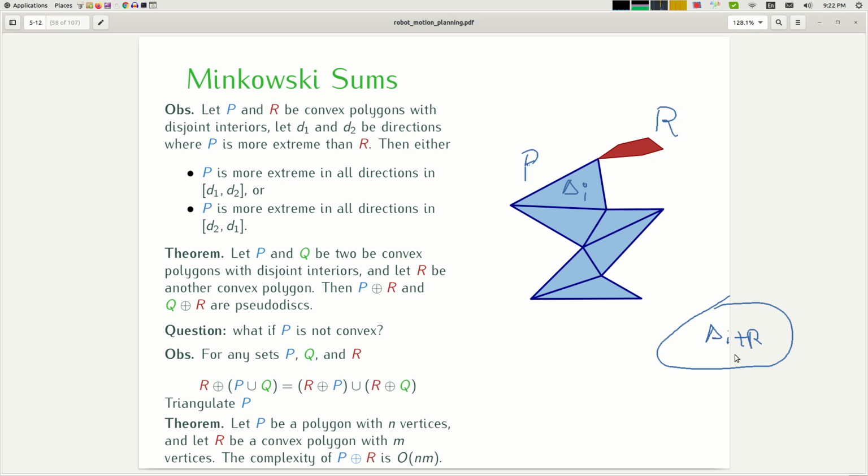And then we know that their union has linear complexity. But now the question is, how do we compute that? One way to compute this is to do a sweep line approach. But unfortunately, a naive implementation of a sweep line gives you n squared complexity.